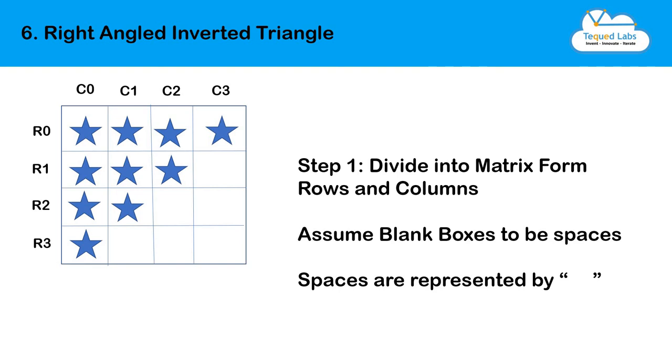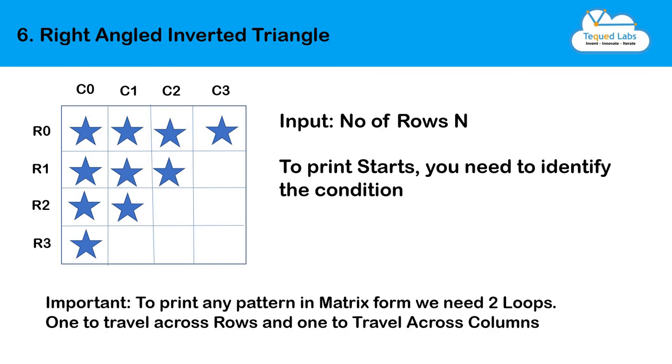Step number 1. Divide the pattern into rows and columns and label them. Assume the blank boxes to be spaces. Next, determine the input. So here the input is the number of rows labeled by capital N. Now you need to identify the condition to print the stars.